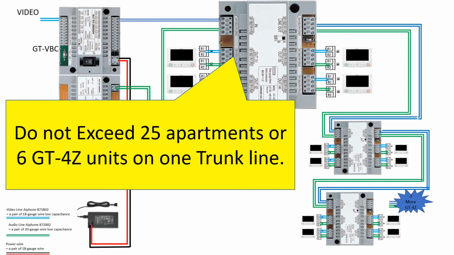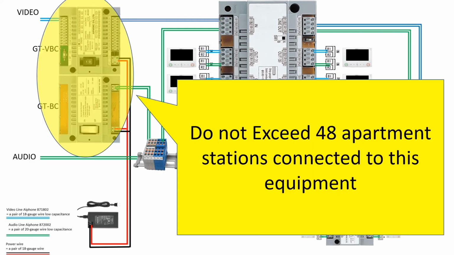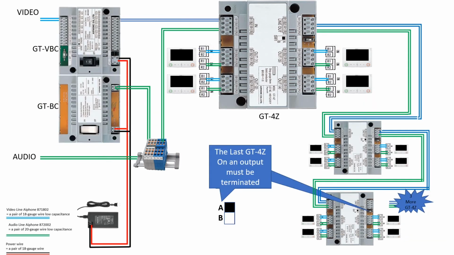Okay, so let's review. You cannot exceed more than 25 apartments or 6 GT4Z units on one trunk line. And you can't have more than 48 apartment stations connected to a set of GT-BC and VBCs. If you follow these guidelines, you should be all set. Once you've added your last GT4Z on a specific trunk line, that GT4Z must be terminated. To terminate your GT4Z, please turn the switch AB to the A position.